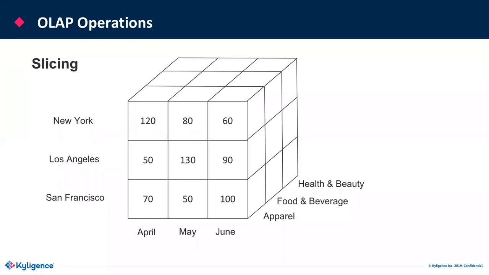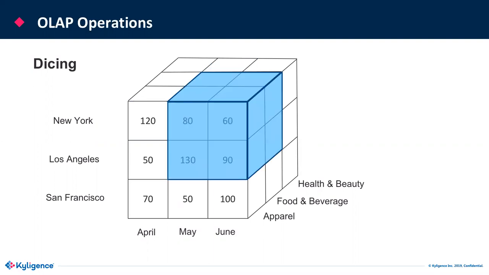Slicing is where you pick certain values of a dimension, making a slice out of the cube, while dicing is to select several values of a couple of dimensions, making a subset of the cube. With these operations, it's fairly easy to perform various kinds of analysis to meet the business needs.